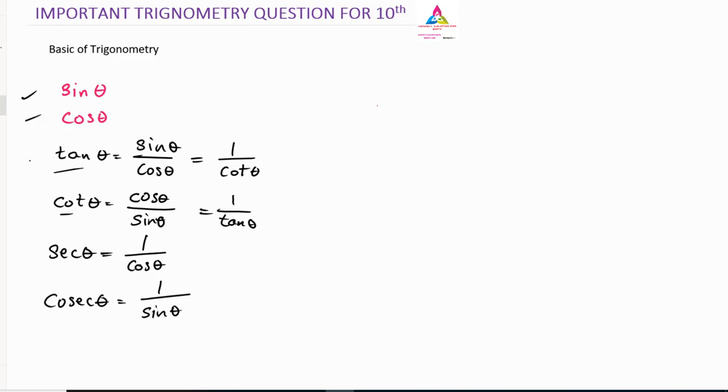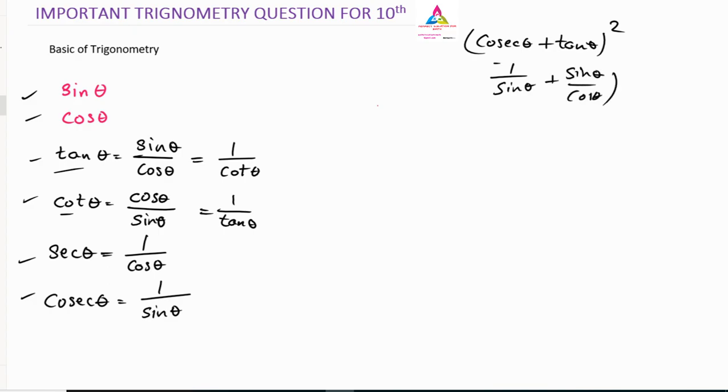But remember, whenever a question is given, if it is in sin and cos, let it be as it is. If it is in different terms, for example, if they have given cosecant theta plus tan theta the whole square, you have to convert this into sin and cos first. So cosecant theta will become 1 by sin, plus tan will become sin by cos, the whole square. In this way you have to convert and then find the answer, then it will be easy. In most cases we have to convert into sin and cos.